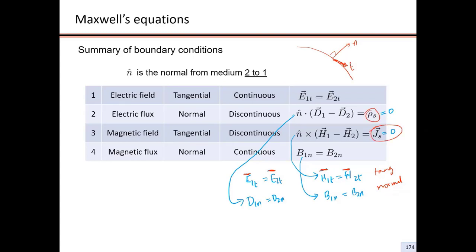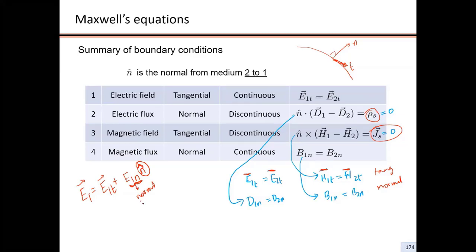Why is the normal component not a vector? We say that your E1 vector, which is the total vector, we write it as a tangential component plus E1n in the normal direction. You take the normal vector outside, so this becomes just a scalar. It's a component. So this is the normal component, whereas this guy is a vector.